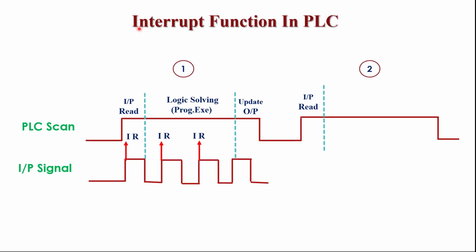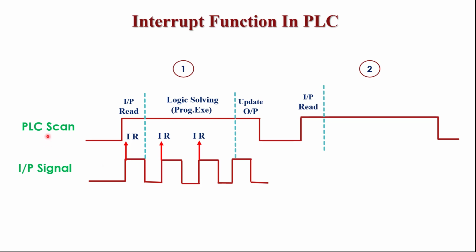Now the next function in PLC is the interrupt function. What is the interrupt function and why do we use it? Let us assume the PLC input and the PLC scan time are not synchronized. Then what do we do to obtain the accurate result in the PLC output?